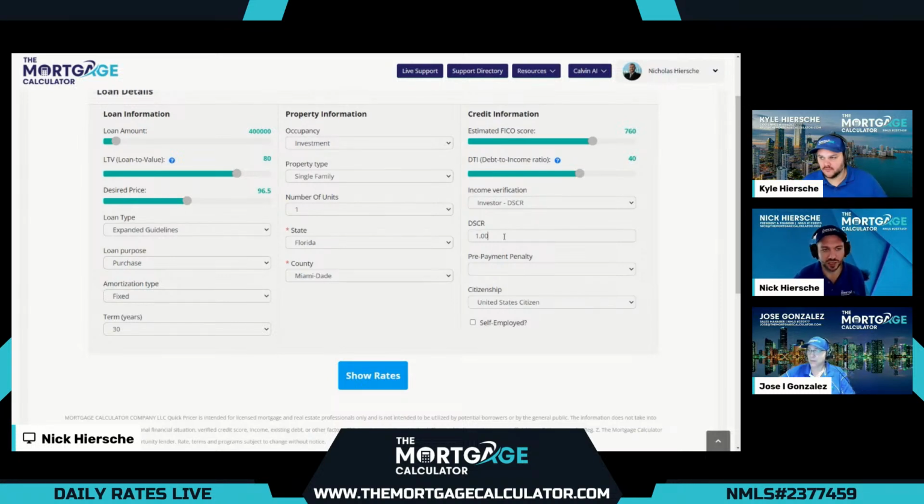Stands for debt service coverage ratio. The estimated rents can cover the expenses, aka the property cash flows. That's a ratio of 1 or higher. If the property does not quite cash flow, we have options for ratios under 1.